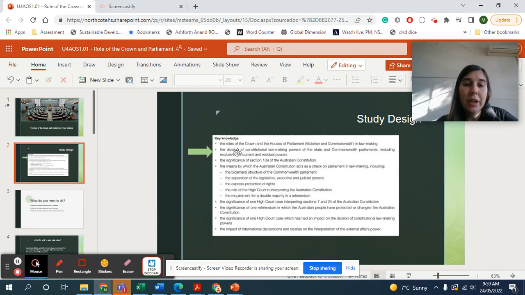So here we go. First dot point is the role of the Crown, and when we're talking about the Crown, we're referring to the Queen, and the role of the Houses of Parliament, including Victoria and Commonwealth in lawmaking.